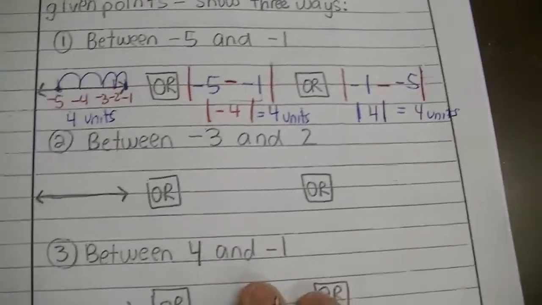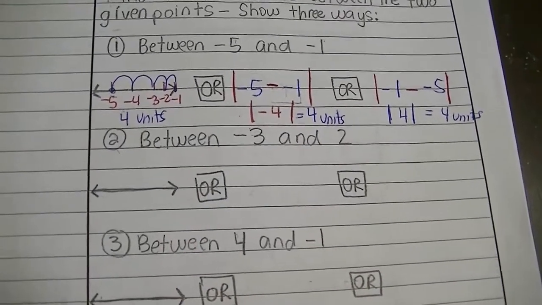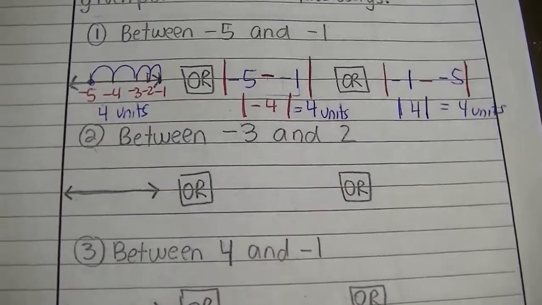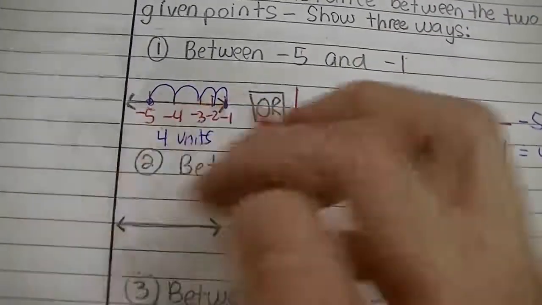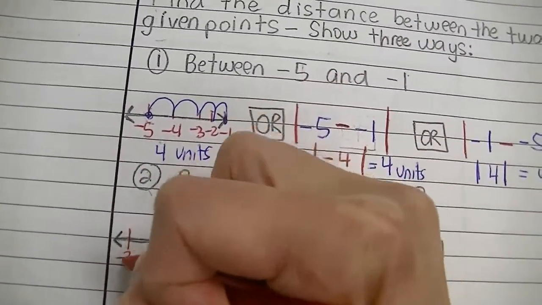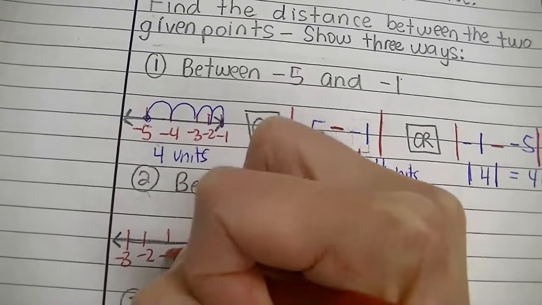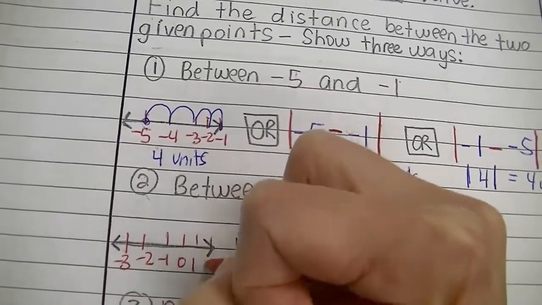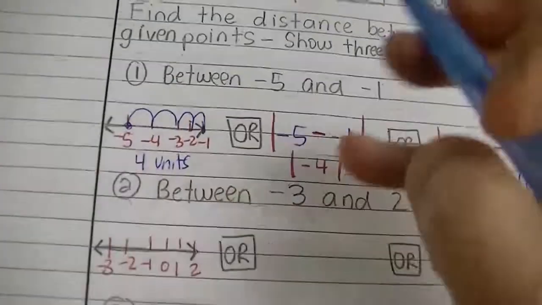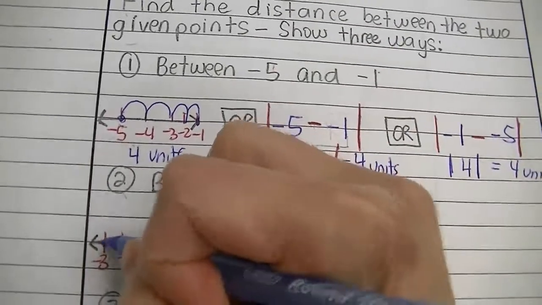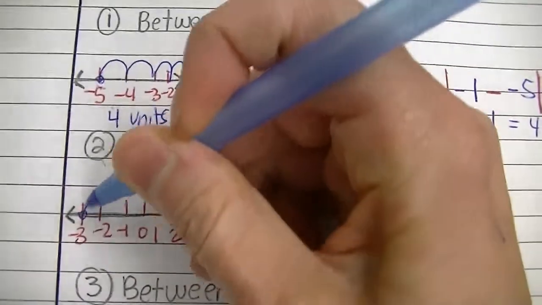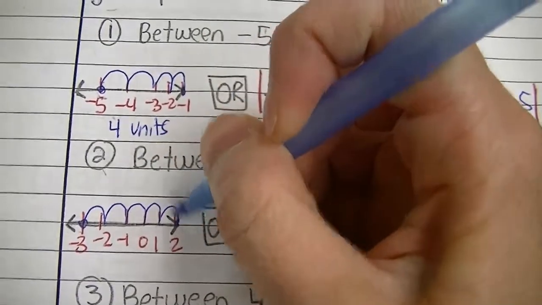Okay. Now, number 2, find the distance between -3 and 2. You can use a number line. Okay, and then just count the distance between them. 1, 2, 3, 4, 5 units.